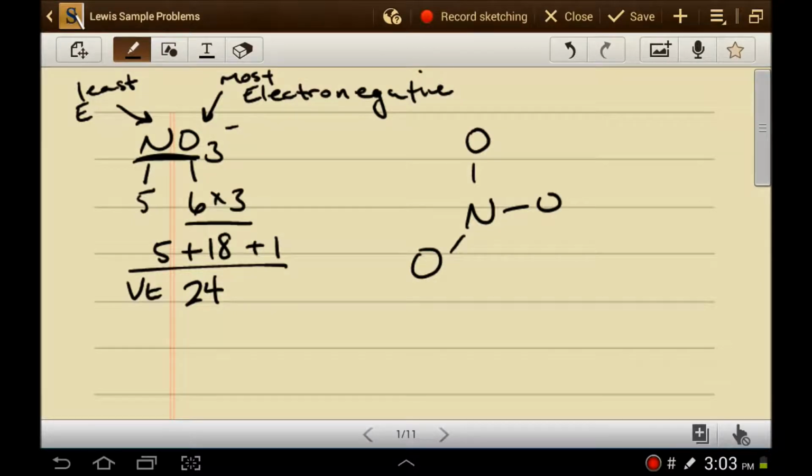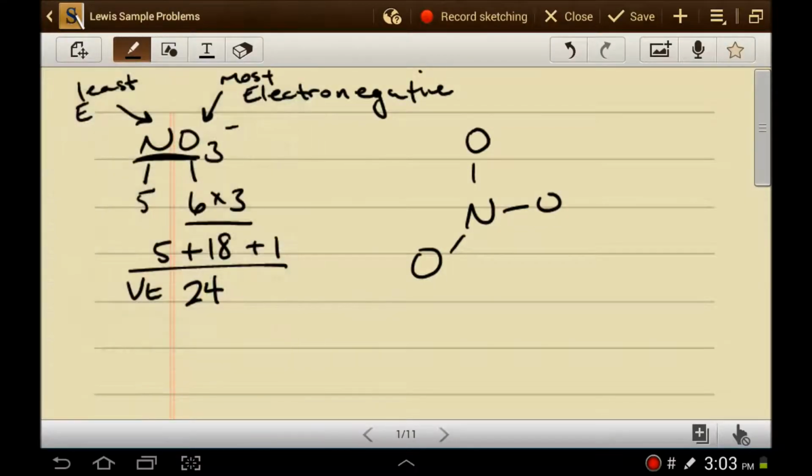So that's step 2. Remember that the bond is a shared pair of electrons. So this oxygen already has 2 electrons around it. To give him an octet, he would need an additional 6 electrons. Now he has 2, 4, 6, 8 electrons around him. Now he has an octet.